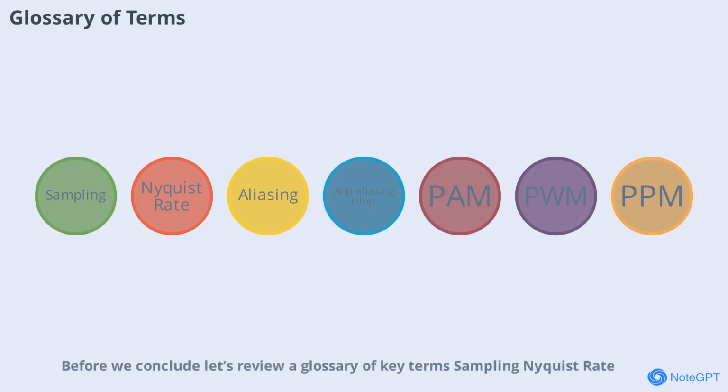Before we conclude, let's review a glossary of key terms: sampling, Nyquist rate, aliasing, anti-aliasing filter, pulse amplitude modulation (PAM), pulse width modulation (PWM), and pulse position modulation (PPM). Understanding these terms will help you navigate the world of pulse analog communication with confidence.